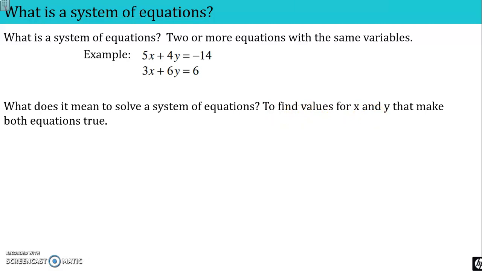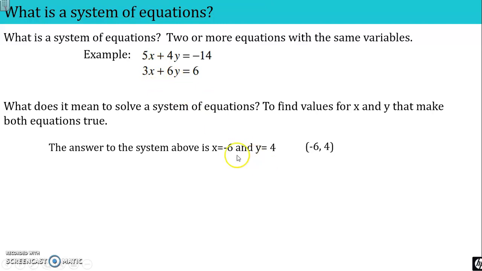So let's talk a little bit more about what I mean by make both equations true. So the answer to this system above is x equals -6 and y equals 4. Oftentimes, solutions are written as an ordered pair. But why is this a solution? Why does that match the definition of what it means to solve a system? What it means is if I were to plug this x value and this y value back into either equation, it will make the equation true.